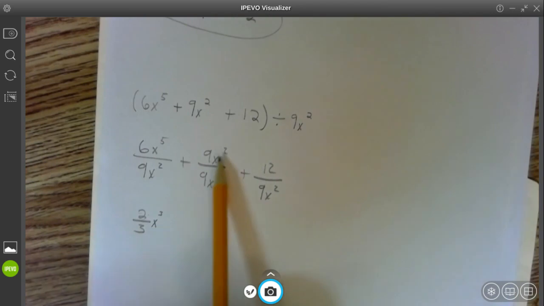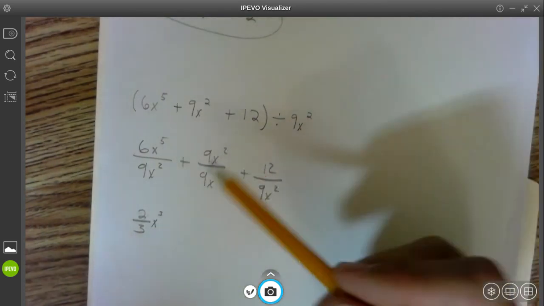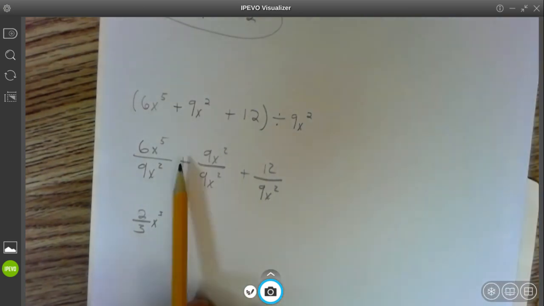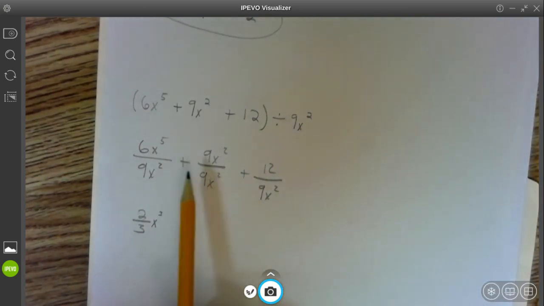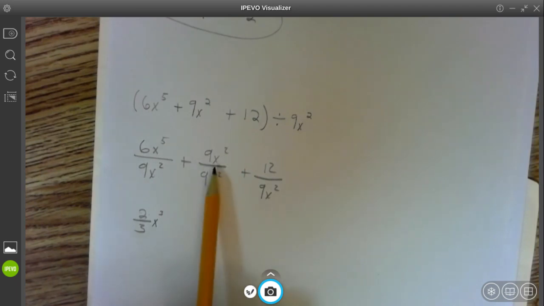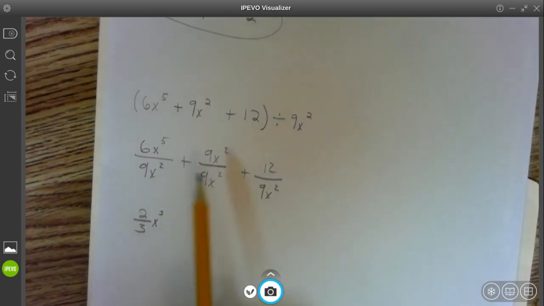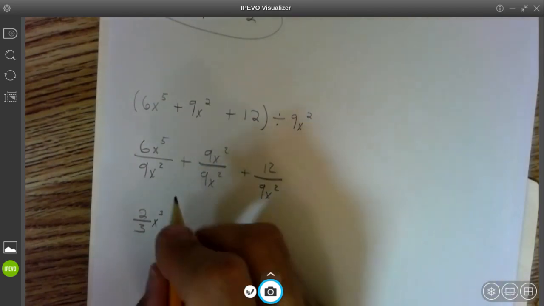Now here, 9x squared over 9x squared, that completely cancels out. But whenever you're doing terms like this, I'm adding this term. And it's important to not just cross it out and forget about it. This is a thing. It's part of our problem here. All right, we're adding one whole is what this is.